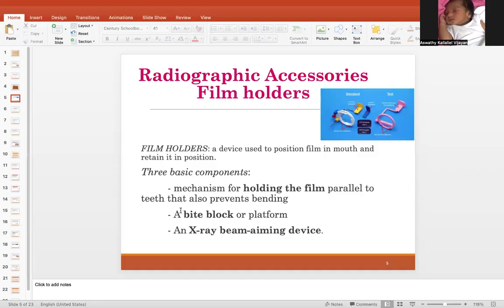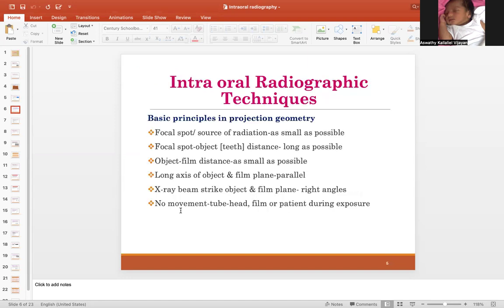Now, the accessories we use while we go for a film: holders, which are devices used to position the film in the mouth and retain it in position. The three basic components are a mechanism for holding the film parallel to the teeth that also prevents bending of the film, then a bite block, and an X-ray beam aiming device.